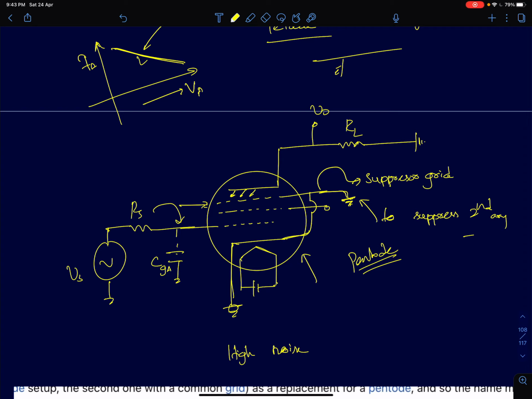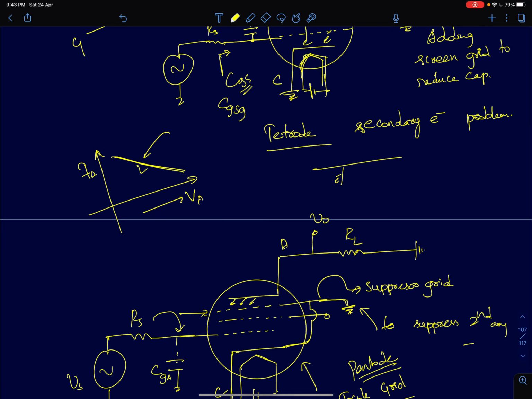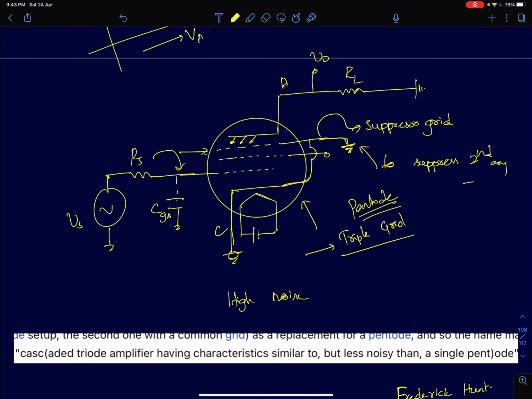So this device was called a pentode because it had five terminals: three grid terminals, and one anode and cathode terminal. Oftentimes it was also called the triple grid vacuum tube amplifier. Similarly, a tetrode was called the double grid, and the conventional triode was called the single grid vacuum tube amplifier. Now this pentode fixed the problem of bandwidth. It also solved the problem of secondary electrons, but this was actually noisier than a conventional triode amplifier.